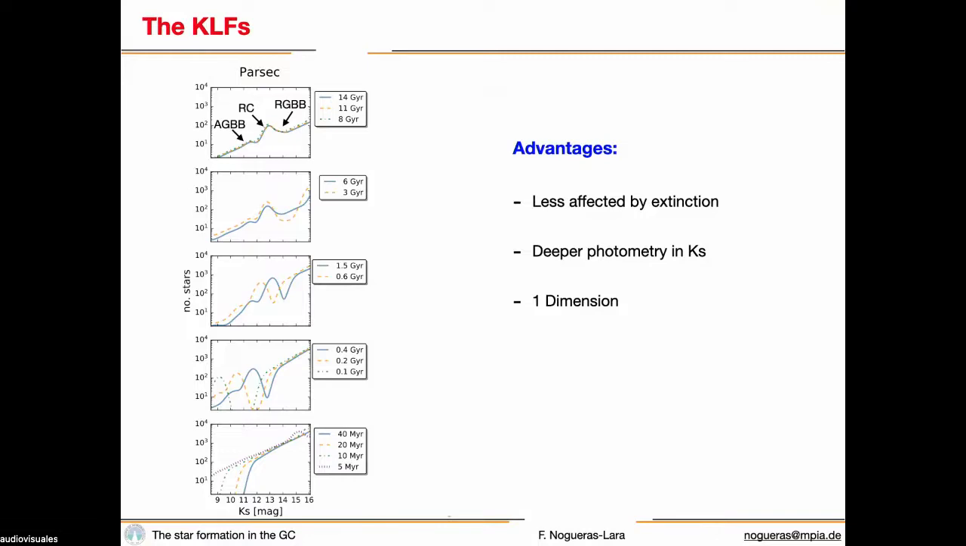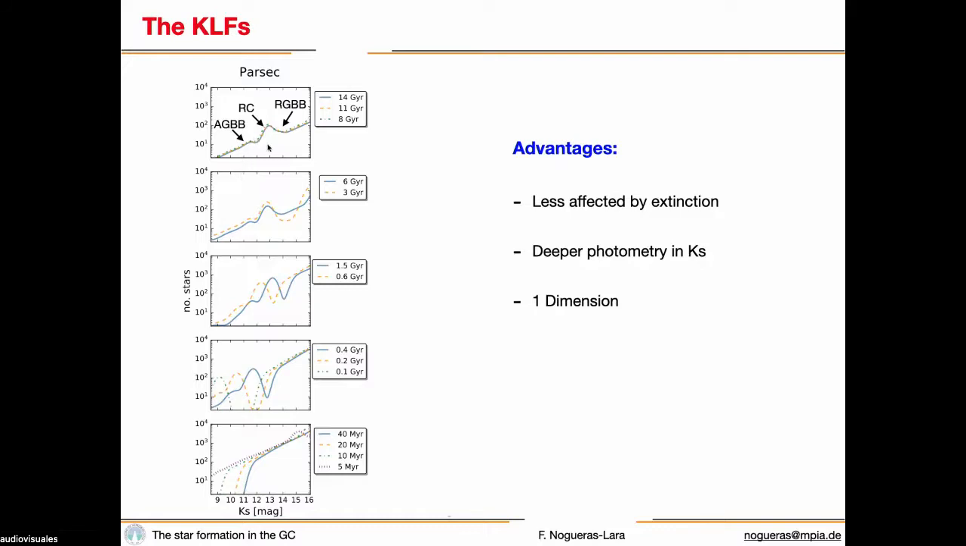And now we have something a bit more precise, a bit easier, because instead of having the color magnitude diagram with 2 dimensions, so K magnitude and the color, now we have something with only 1 dimension. It's the luminosity function. And here we can see if we compare different ages. So here we are going from all star populations to young star populations. So here we start with 8 gigayears, 11, 14, and we see how they behave in a similar way, more or less. And we can see some features here.